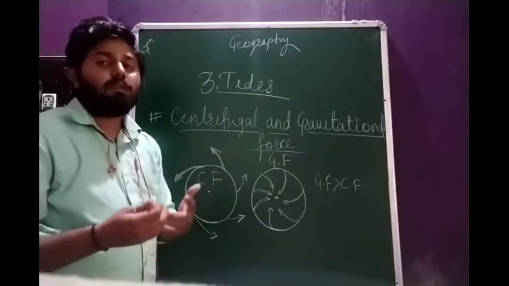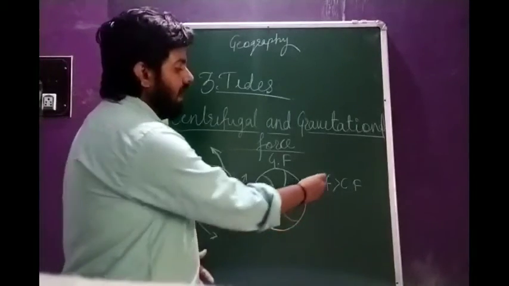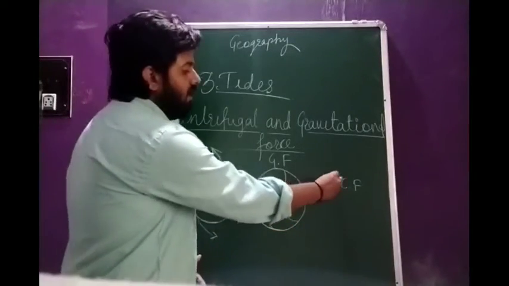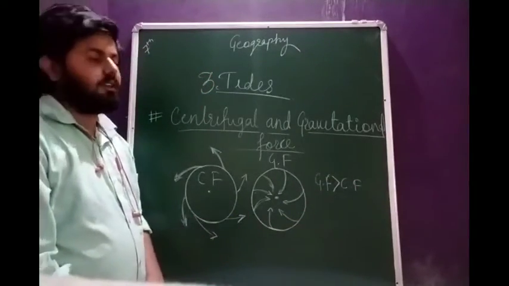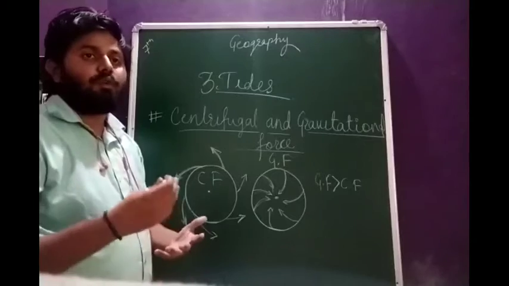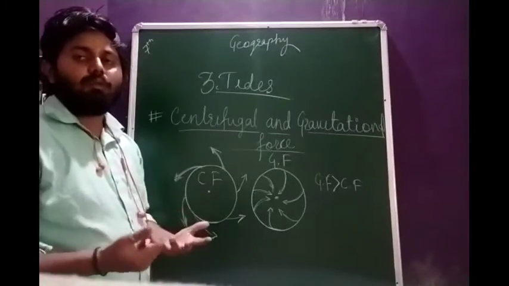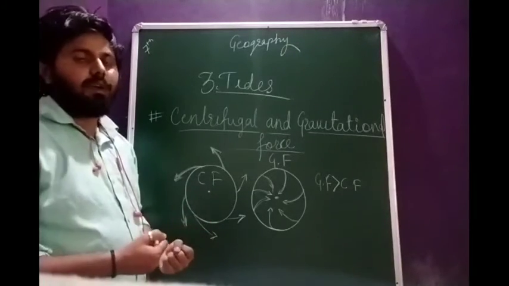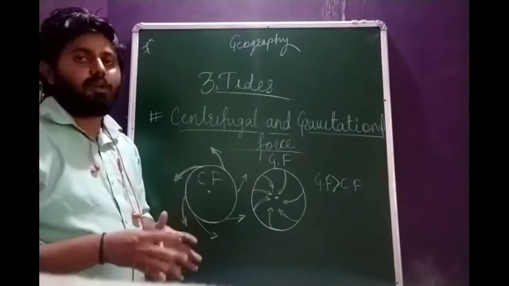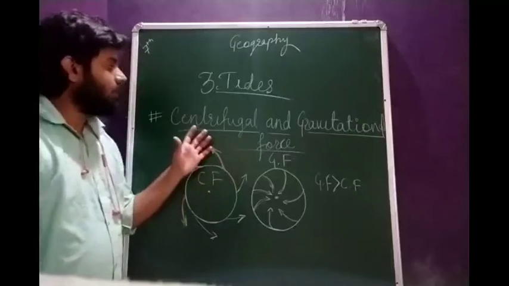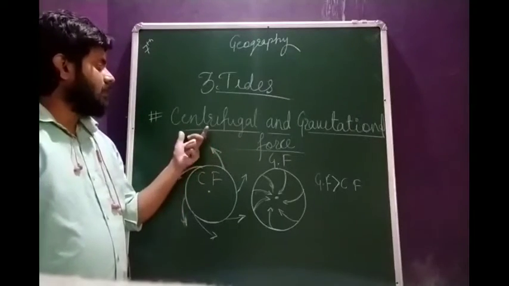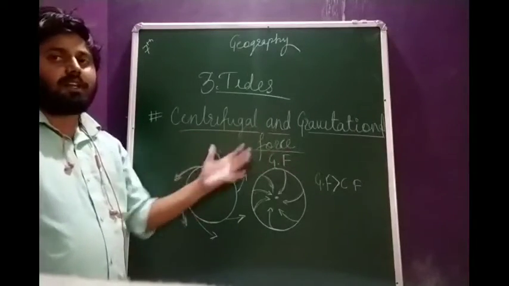So from that what can we conclude? We conclude that the gravitational force of the earth is greater than the centrifugal force of the earth, right? The one which has more force has more power, and that is why we can remain stable on the earth and cannot be thrown into space. So that is all about the centrifugal force and the gravitational force.